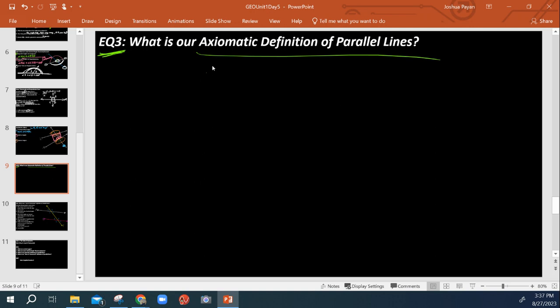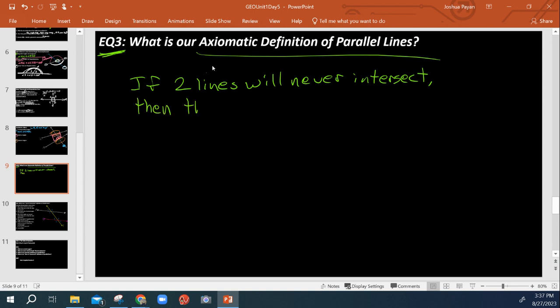What are parallel lines axiomatically, right? If two lines will never intersect, then they're parallel. Okay? And if I read that in the converse, if they're parallel, then the two lines will never intersect. That obviously would be our axiomatic definition of parallel lines, right? Shouldn't have to prove it to you.